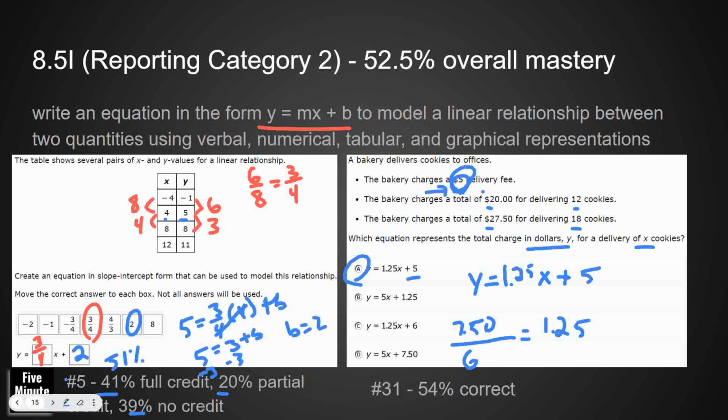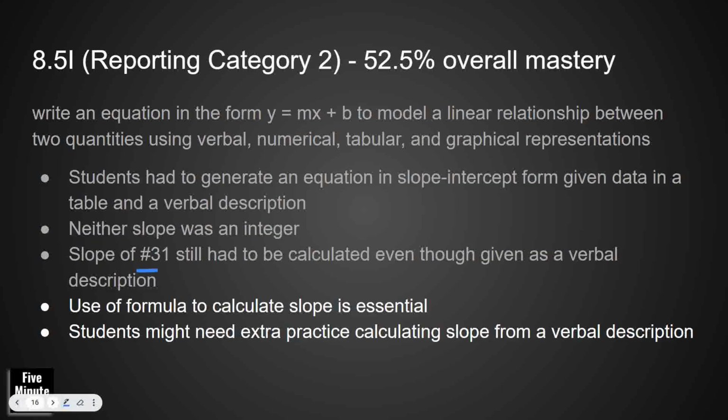So we had to recognize that these are our y values, these are our x values, we can subtract those. So that probably tripped up some students. So the use of the formula to calculate slope is essential, right? I had internalized it, but we need students to know this. Change in x, change in y. You could do it formally like this. You can just take 2 different points and subtract, and just make sure your y is on top and your x is on the bottom. And we might need some extra practice calculating slope from a verbal description.